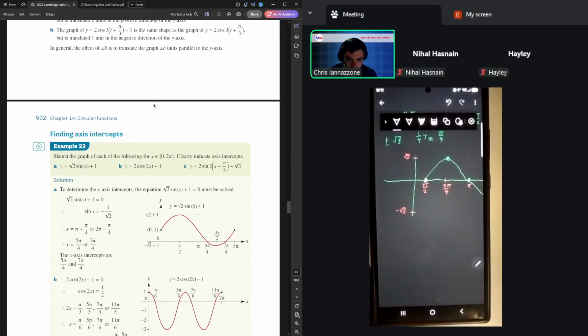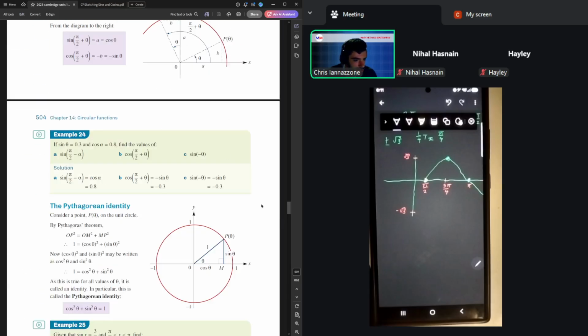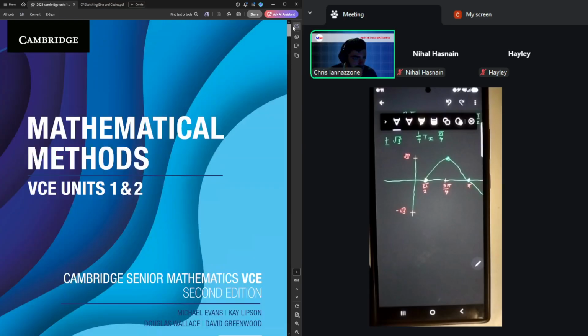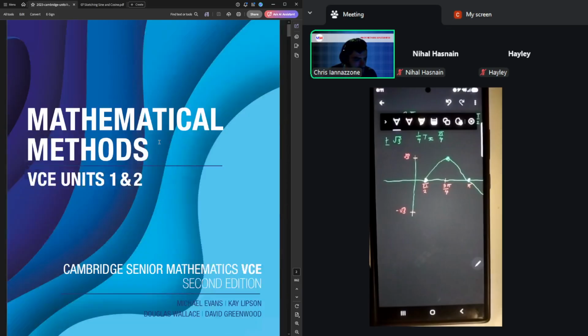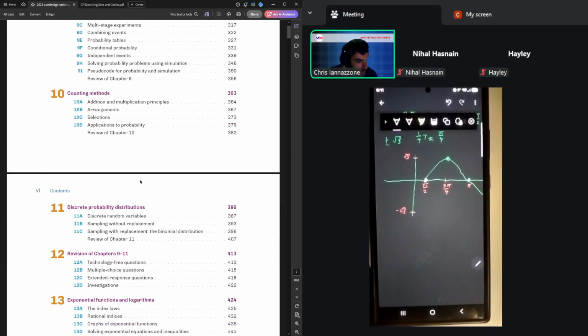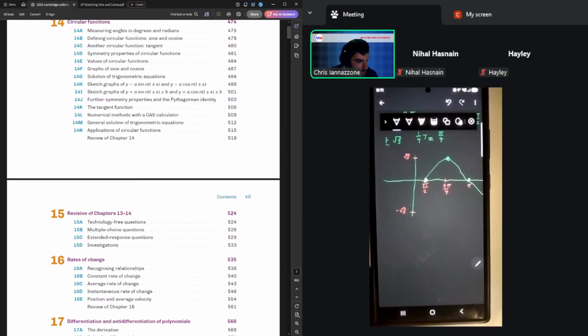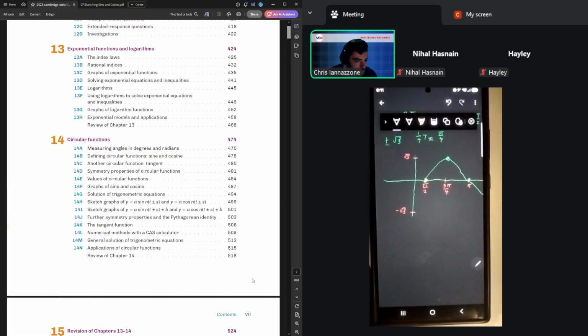It's not chapter 14. I think it's chapter... where is it? What is it? There's one that's a chapter review on exponentials, logs, and circular functions. So let's see if we can suss that one out. Oh, it is chapter 15. Let's see how we do. 529.